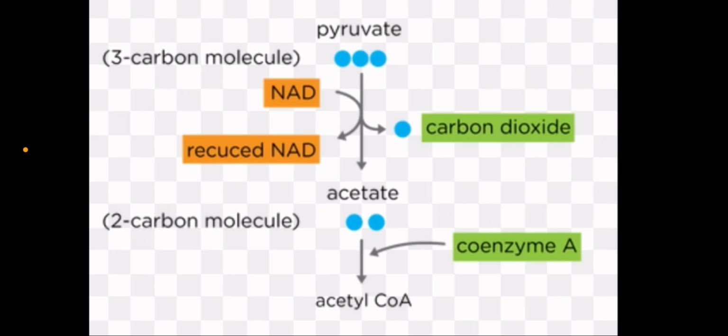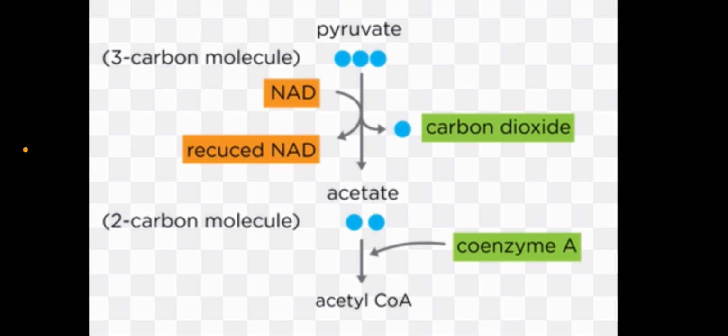The link reaction actually occurs in a different place. It occurs in the mitochondrial matrix. Pyruvate moves in through active transport from the cytoplasm into the mitochondrial matrix, and the mitochondrial matrix is found in the mitochondria. So we have pyruvate in the mitochondrial matrix. It's a 3-carbon molecule.